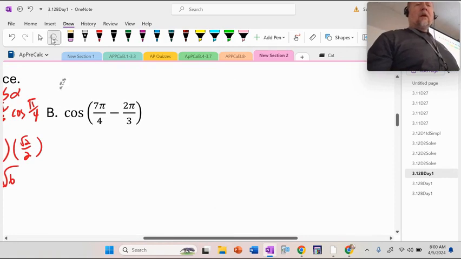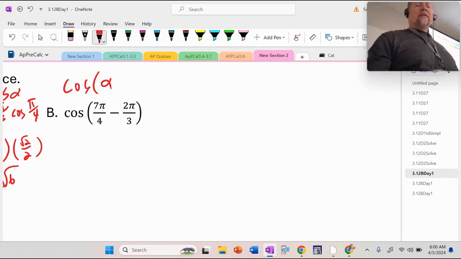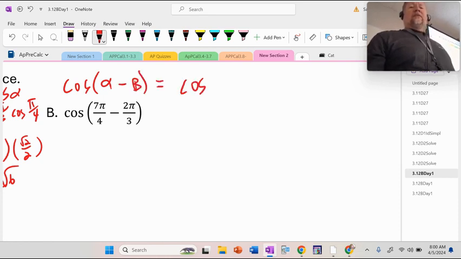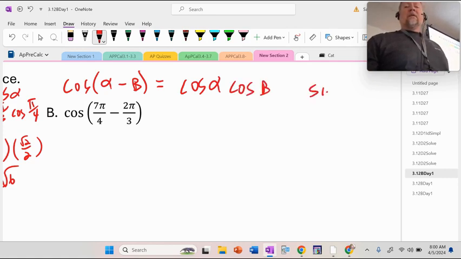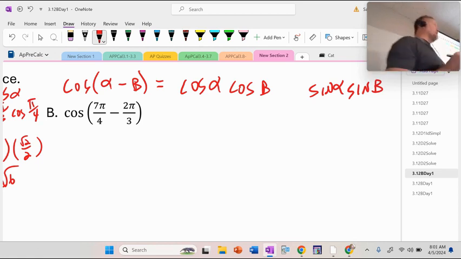And then memorization. So this is like this formula, subtract. The cosine formulas are cosine, cosine, sine, sine. Very simple thing to separate and memorize. And then what's the sign? Is it plus or minus? 3, 2, 1, go. Plus. It's opposite. So cosine signs are opposite. And then what's taking the place of alpha? 7 pi over 4.